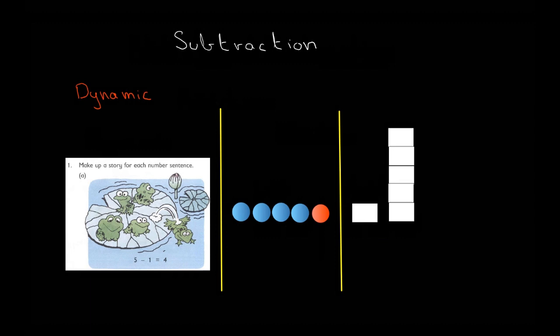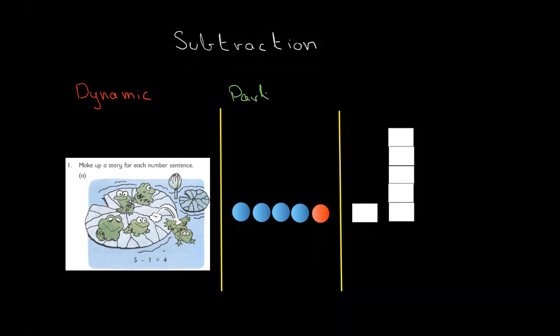Now, the second is the part of a whole interpretation. What I mean by this is that there are 5 balls, and there's 1 red ball. How many blue balls are there? Well, the answer is still 4, because 5 minus 1 is 4. But the reason why 5 minus 1 is 4 is slightly different. In this interpretation there's no movie, it's just a snapshot. You see 5 balls in all, and there's a red ball there. It's not taken away. The red ball is still there. You ask how many blue balls are there, and the answer is 4 blue balls.